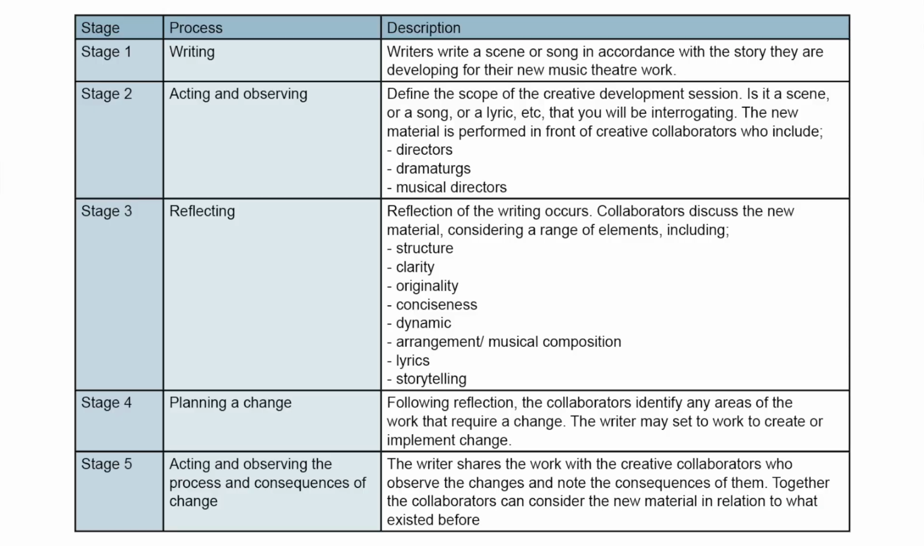Stage three is reflecting. So we want to be able to reflect on the writing. Collaborators discuss the new material, considering a range of elements, including structure, clarity, originality, conciseness, dynamic, arrangement, musical composition, lyrics and storytelling, amongst a number of other things that need to be considered within the writing.